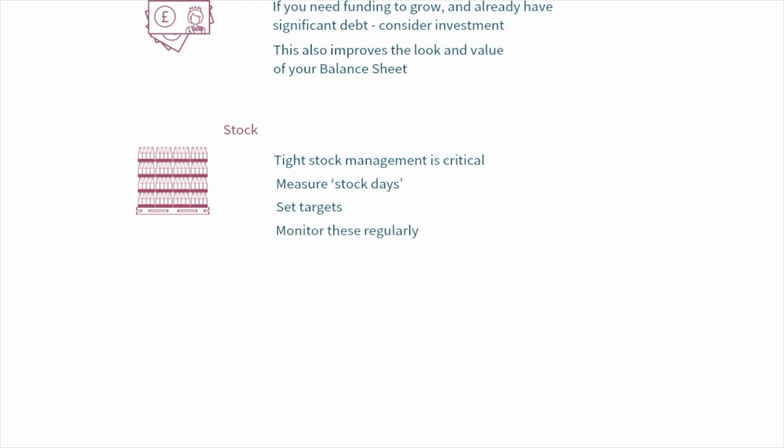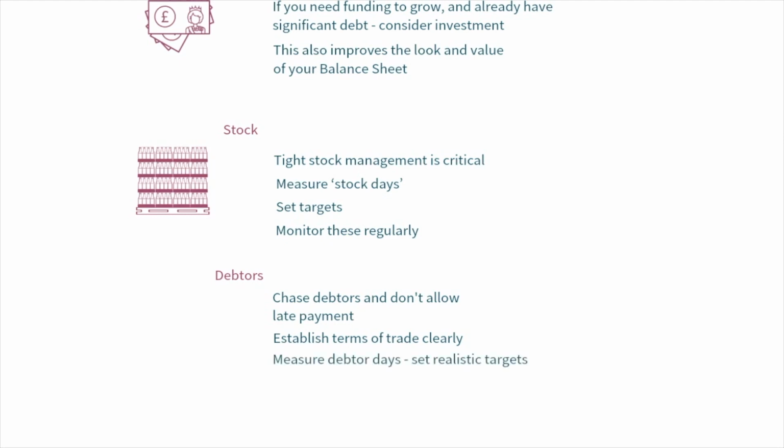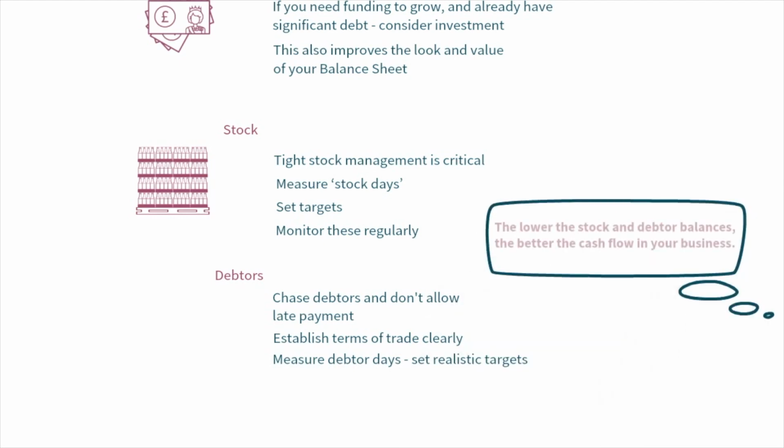Adopt a disciplined approach to chasing debtors and not allowing late payment within reason. Some would say there are no friends in business. Establish terms of trade clearly, in writing at the outset. Again, measure debtor days and set realistic targets to aim for. The lower the better. The lower the stock and debtor balances held, the better the cash flow in your business.